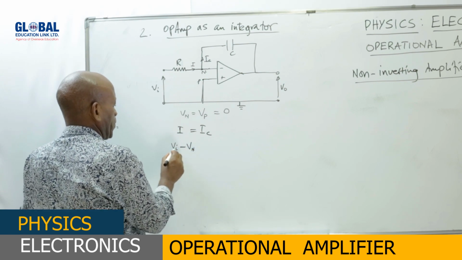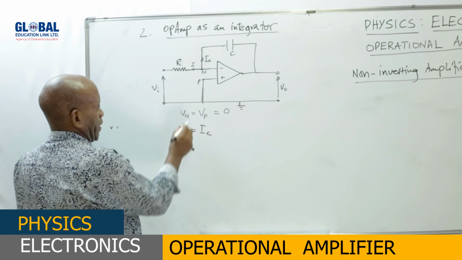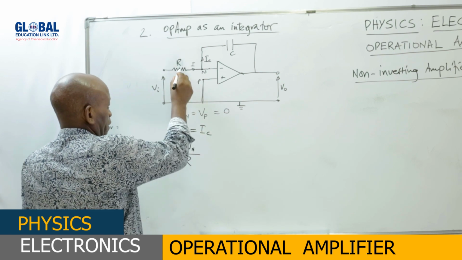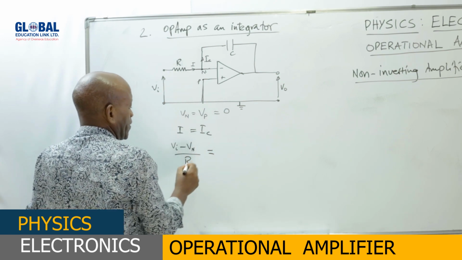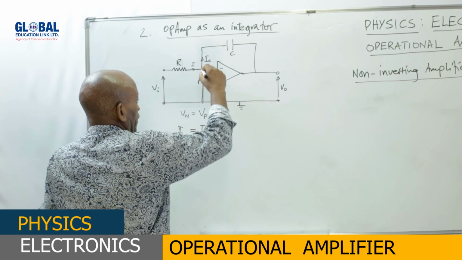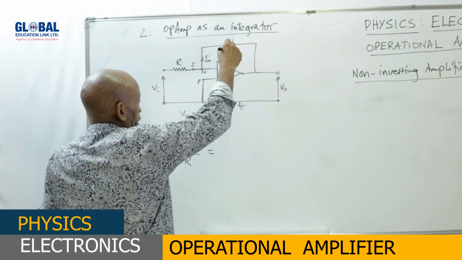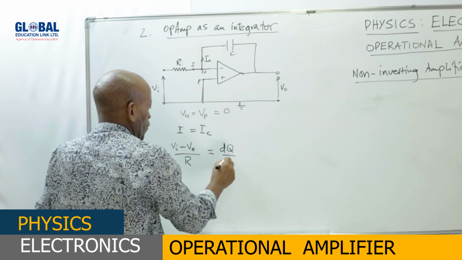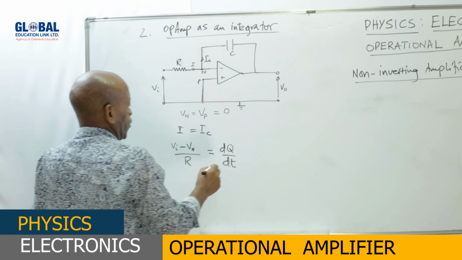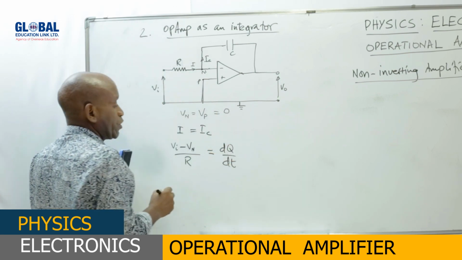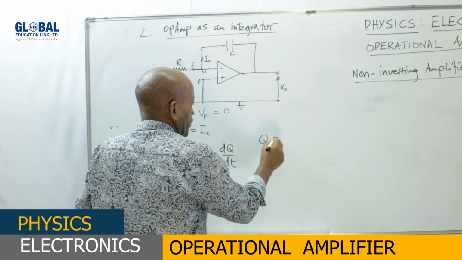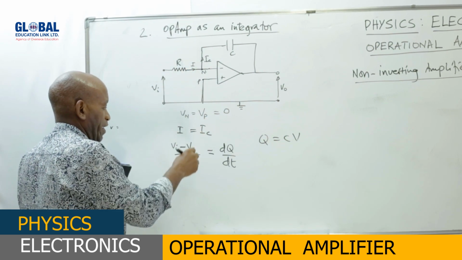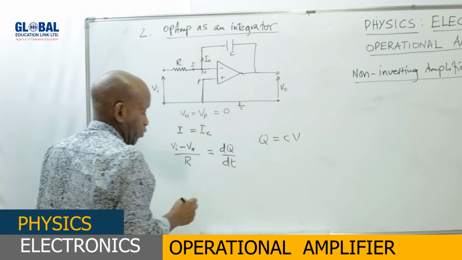But this current I will be equal to the input voltage minus the voltage at point N, over R, the input resistor. And this will be equal to the current which goes to the capacitor, I. And this is just equal to dq/dt, because we all know that the current I is equal to dq/dt. But we also know that Q is equal to CV. Then we can proceed and see what we are going to obtain.